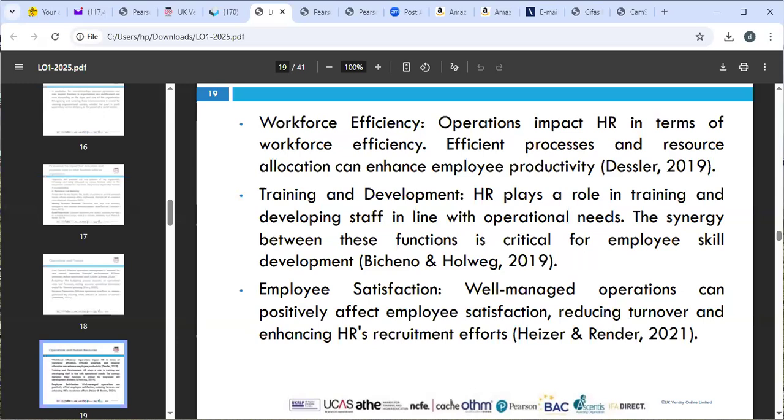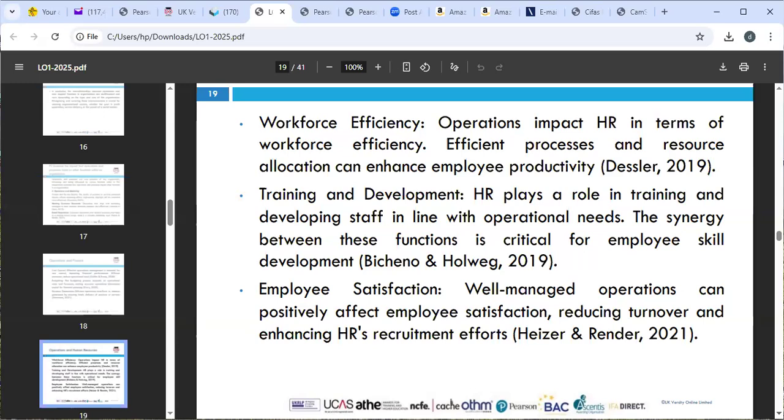A well-trained workforce or staff would enhance the success. A less trained workforce would decline the success of the organization. And so the HR department should have regular training and development for the workforce. HR plays a major role in training and developing staff in line with operational needs. The synergy between these functions is critical for employee skill development, Beshona and Hall 2019.